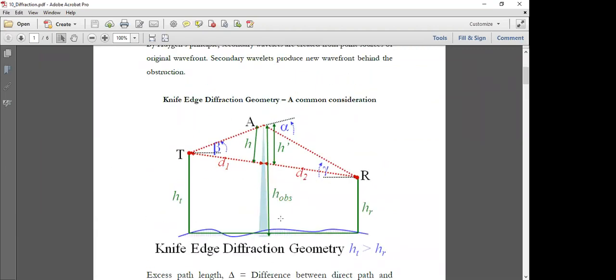And of course, you also understand that if you have a higher tower, then the diffracted ray will increase, right?